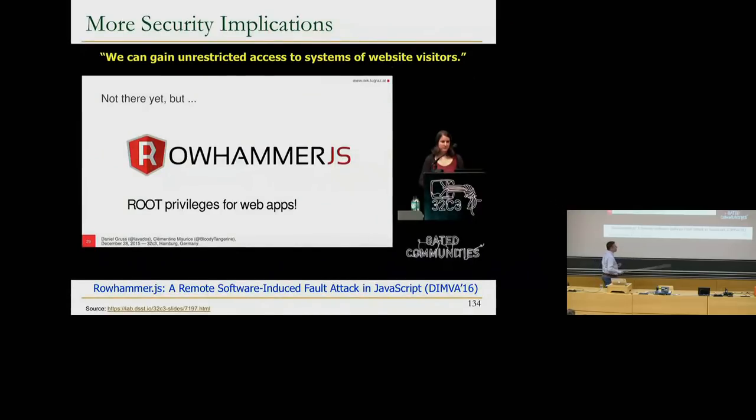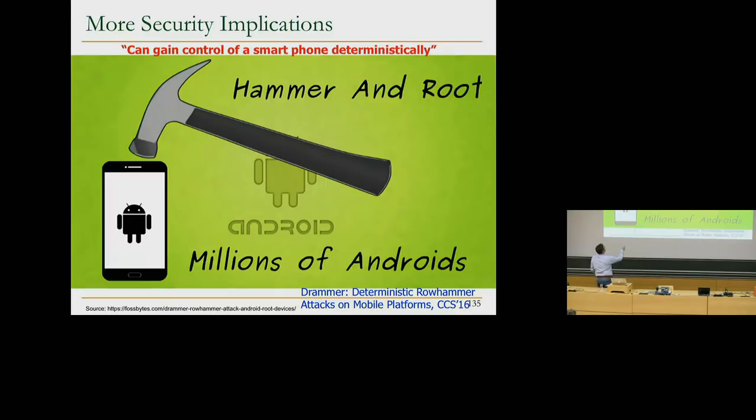And that's not all. Once the idea is out, and this is a simple idea where you realize, if I repeatedly access the memory, I can influence the bits on the side, people get very creative very fast. So it was also exploited to gain root privileges for web apps. You are remotely accessing a computer which is running some user-level program, and you can skillfully manipulate it and gain access. It's scary. And hammer and root, ta-da, works on Androids.